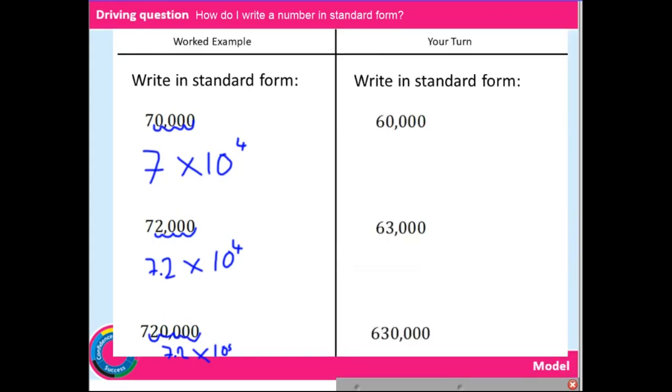Okay, you guys try this one. 6 multiplied by 10 to the power of 4. 6.3 multiplied by 10 to the power of 4. And 6.3 multiplied by 10 to the power of 5.